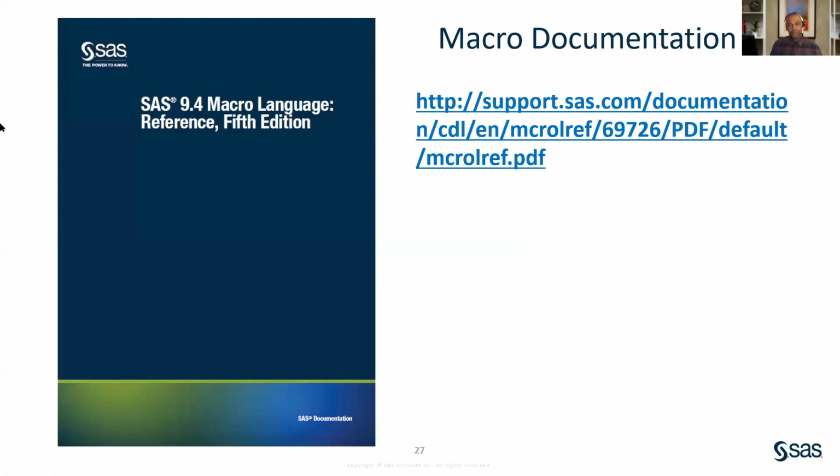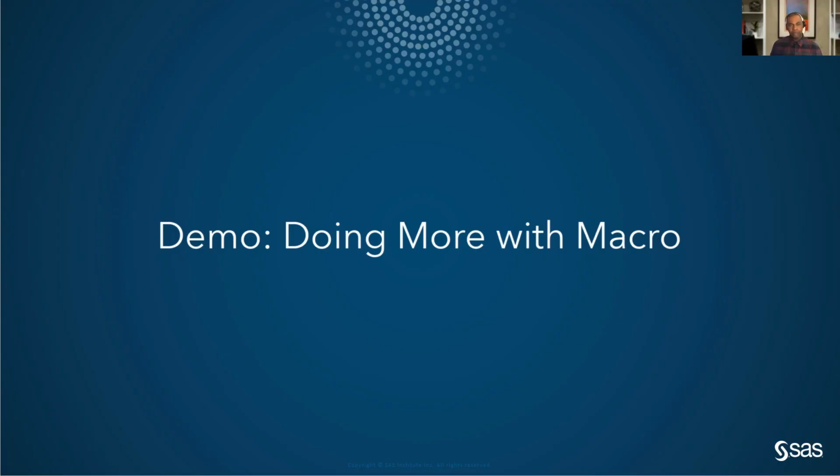But before we do, here's a link to macro documentation. You can get it online, and it's the 9.4 Macro Language Reference, 5th edition. So you can save this as a favorite link, among other options, to get quick access to it. What I'm going to do now is move to the interactive session so we can try programs for the things we just looked at.